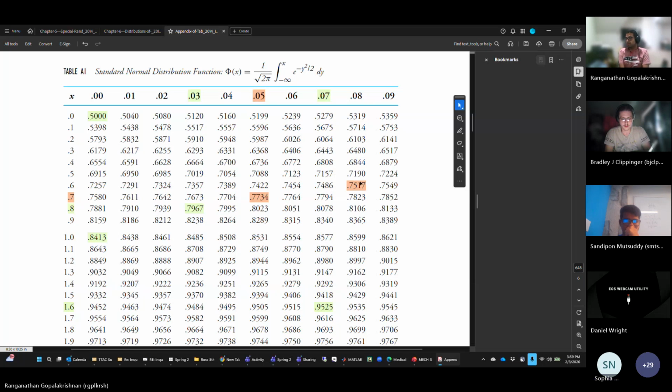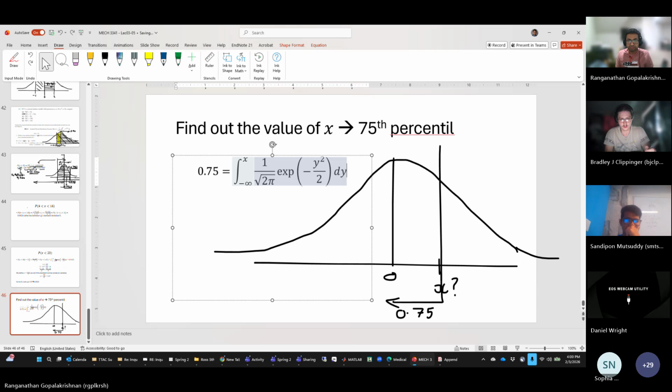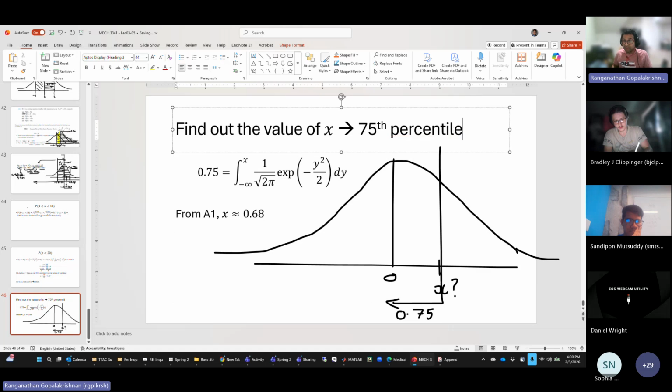0.68? 0.68. Everybody agrees? 0.68 is what we are seeking. So the answer to this question is the value of x from the table from A1, x is approximately equal to 0.68. If x is 0.68, everything to the left of 0.68 represents 75% of the probability, or it's the 75th percentile.